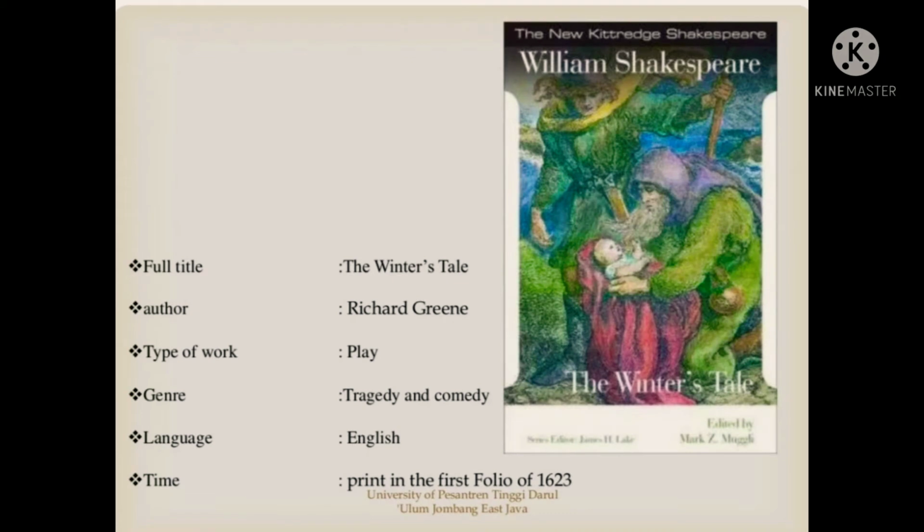The full title is The Winter's Tale. It was taken from Pandosto, The Triumph of Time, written in 1588 by Robert Greene. This type of work is a play, and the genre is tragedy and also comedy, and its language is English. It was printed in the First Folio of 1623, a format which was used in the earlier form of printing.